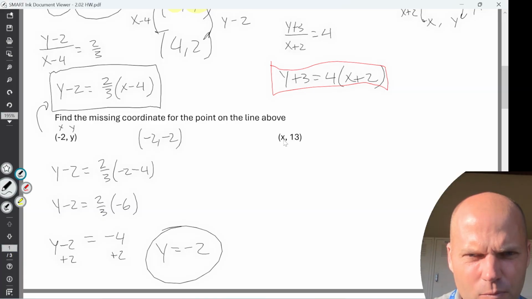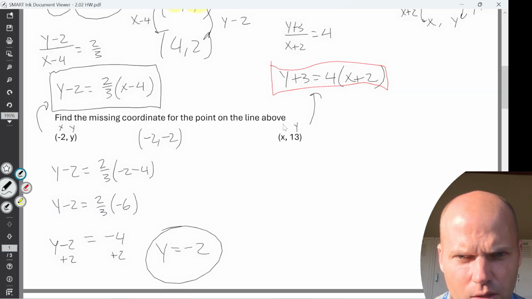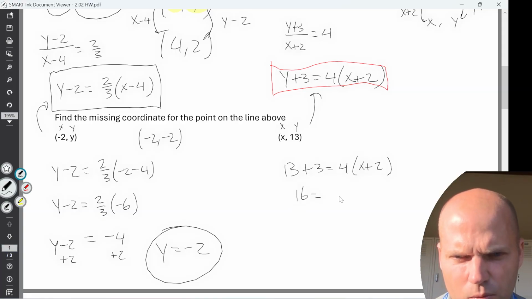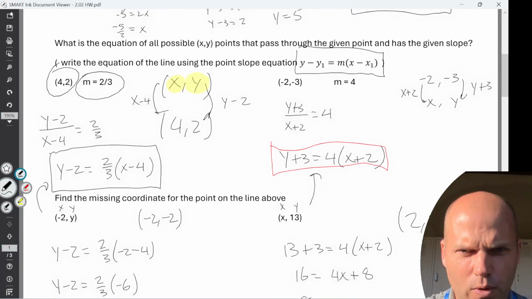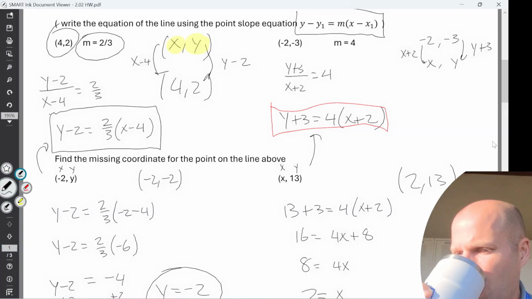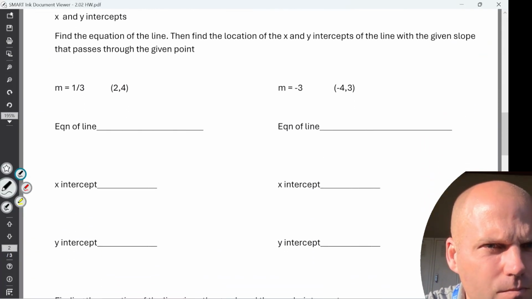What is the x value when the y coordinate is 13 for the equation y plus 3 equals 4 times x plus 2? Well, I have the y coordinate of 13. I will replace y with 13. I will not replace x. I'll have 16 equals 4x plus 8. I will subtract the 8. I will divide by 4, and I'll get x equals 2. So 2 comma 13 connects with the point -2, -3, and has a slope, a y's per x, of 4. It's a different way to think about lines than maybe you did in geometry.